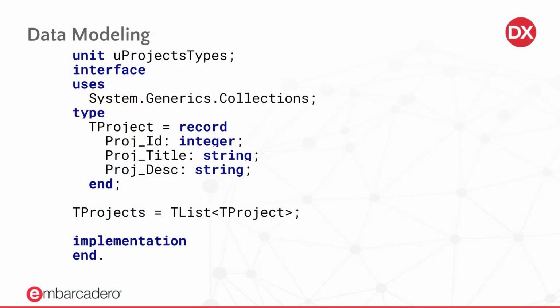Next, let's discuss our strategy of using a data model. Here we created a project types unit where we can add data types for the projects table that are shared between the user interface and the data access module. This gives us a level of separation between the user interface and the data access logic. We will define an interface for communication between the two tiers of the application.